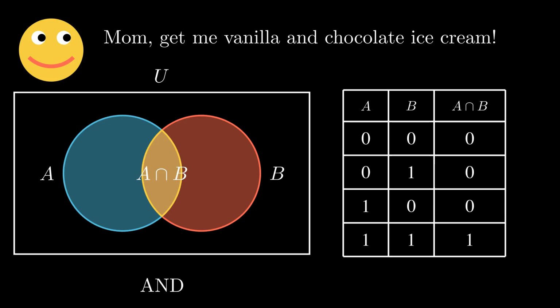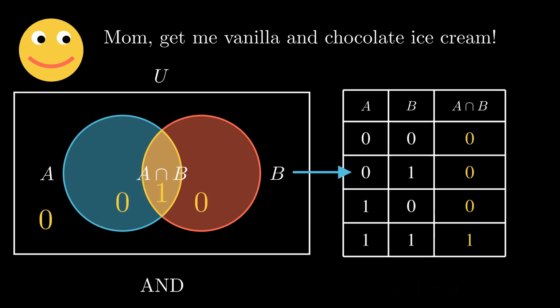If she doesn't buy either chocolate or vanilla, the child will be sad because the request wasn't fulfilled. If the mother buys a scoop of chocolate, the child won't be happy because they also asked for a vanilla. If she buys a scoop of vanilla, the child will still be disappointed because they wanted a chocolate too. In this case, the mother needs to buy both scoops to make the child happy.